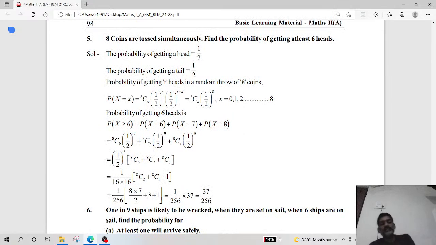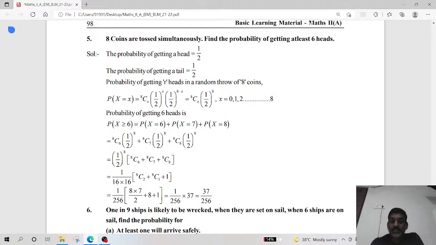Next, question number 5. 8 coins are tossed simultaneously. Find the probability of getting at least 6 heads. The probability of getting a head is 1 by 2. The probability of getting a tail is 1 by 2. The probability of getting r heads in a random throw of 8 coins.